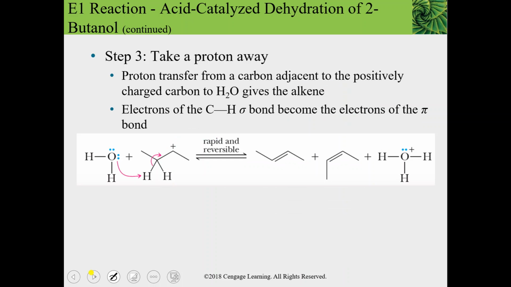Well, what happens next? We got to take a proton away. Why do we got to take a proton away? Because we got to reform that double bond. So the oxygen is going to come grab the hydrogen, and these shared electrons are what is going to form that double bond. We can get both cis and trans. So here's our trans. Here's our cis. So we can get a mixture of isomers here.